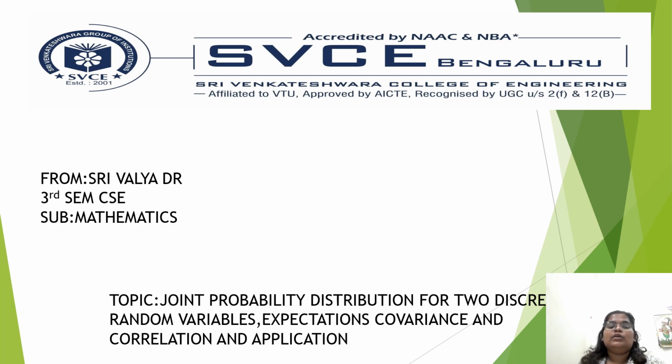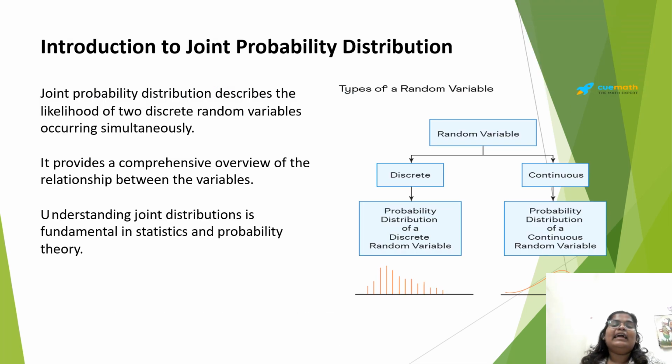Subject: Mathematics. Topic: Joint probability distribution for two discrete random variables, expectations, covariance, and correlation and application. Introduction to joint probability distribution. Joint probability distribution describes the likelihood of two discrete random variables occurring simultaneously. It provides a comprehensive overview of the relationship between the variables. Understanding joint distributions is fundamental in statistics and probability theory.